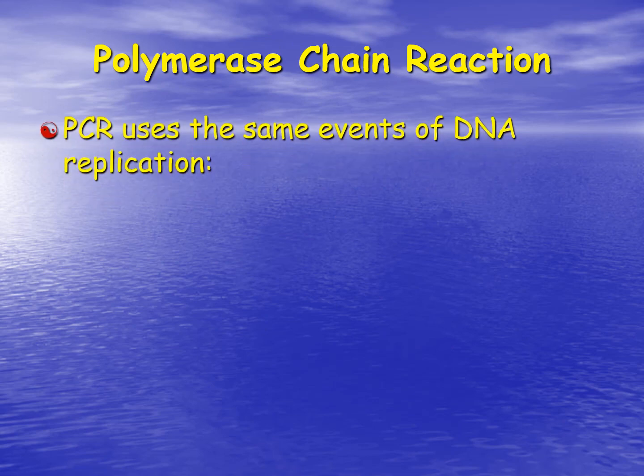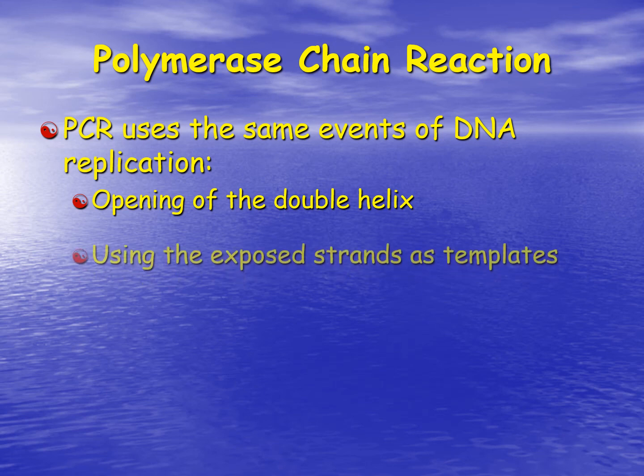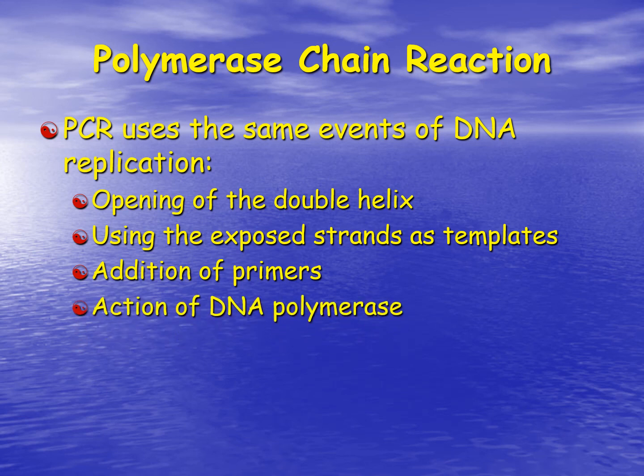PCR uses the same events of DNA replication. We're going to open the double helix, basically denaturing the double helix by using heat. We then use the exposed strands as templates. We use the addition of specific RNA primers that will bind to the DNA at specific sites. Then we use the action of a heat-tolerant DNA polymerase.